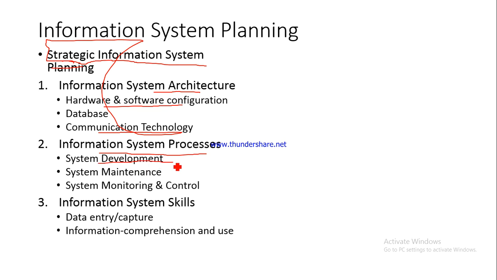And then what would be the information system processes? How would the systems be developed? How would they be maintained? What do we mean by this? How do you design the system, and then how do you implement the system? How do you maintain it? What all regular maintenance is required? And then how do you monitor and control the system?